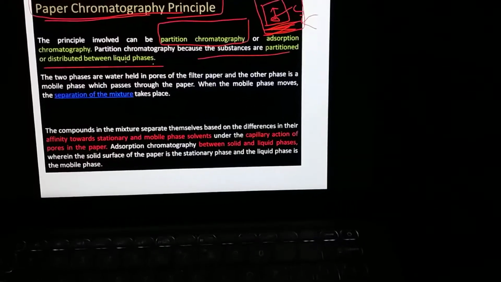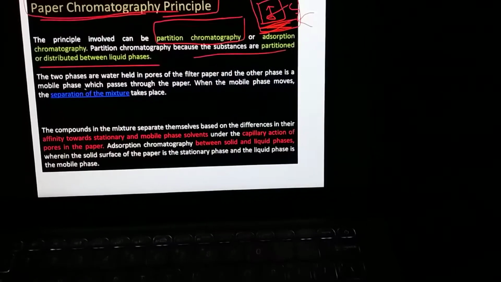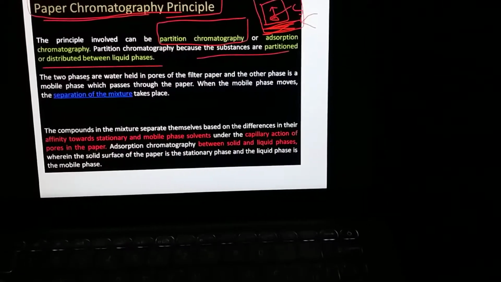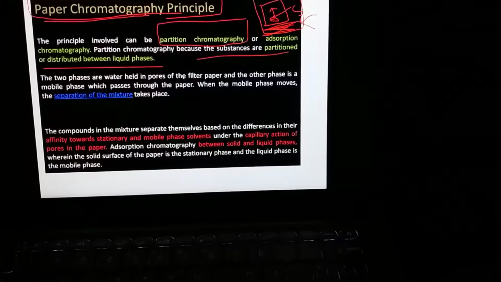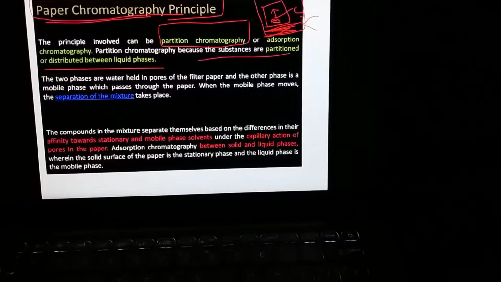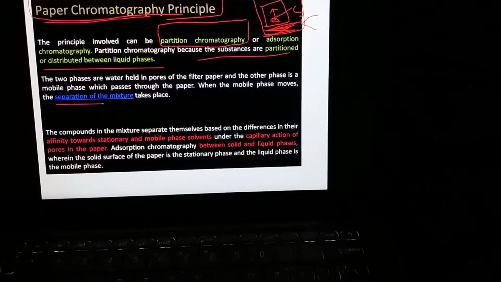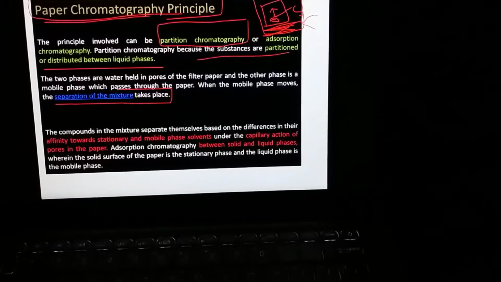So it is the method or principles. Okay, the two phases are: water held in pores of the filter paper, and the other phase is the mobile phase which passes through the paper. When the mobile phase moves, separation of the mixture takes place.